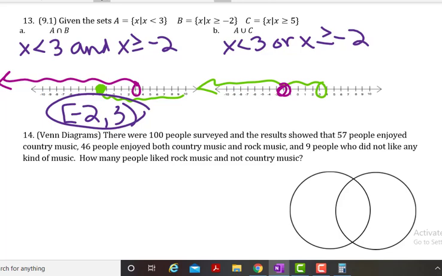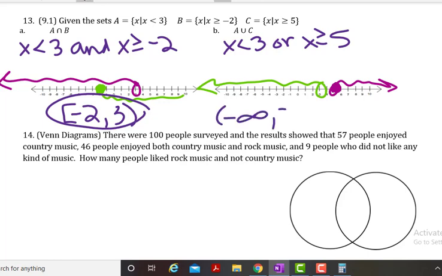Oh, C, excuse me. We should write or x is greater than or equal to 5. There we go. Greater than or equal to 5, we put a solid dot and it's everything to the right. Writing this in interval notation, we start from left to right, -infinity to 3, open bracket, union with a square bracket, 5 to infinity.